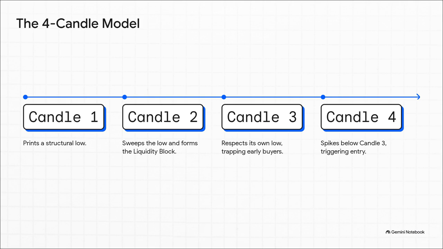Check it out. Candle 1 prints a structural low. Okay, easy. Candle 2 sweeps that exact low, rejects it, and forms our liquidity block. Then Candle 3 comes down, but it respects its own low, which perfectly traps the early buyers. And finally, Candle 4 spikes right below Candle 3, triggers a limit order right at the optimal entry point, and then runs the other way.